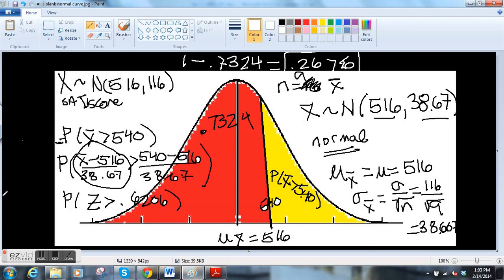So use your calculator, and this is how to do a central limit theorem problem. Next up, proportions.